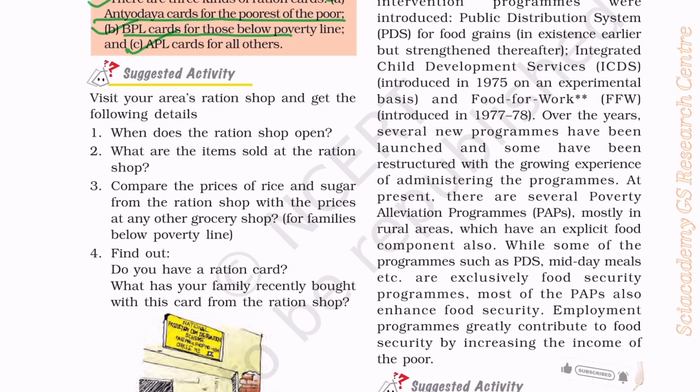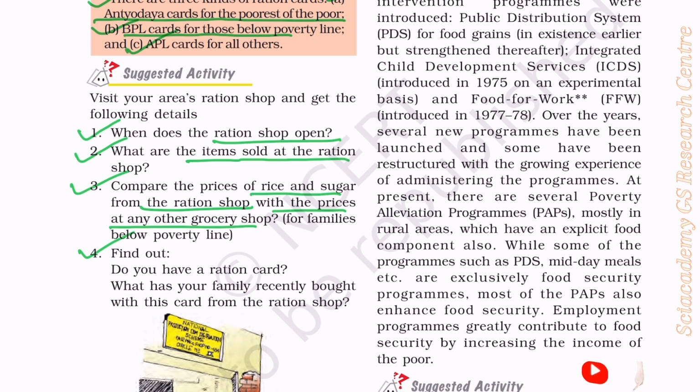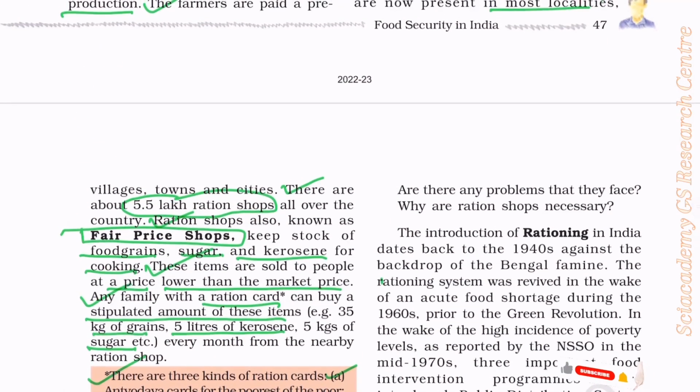Suggested activity: visit your area's ration shop and get the following details. 1. When does the ration shop open? 2. What are the items sold at the ration shop? 3. Compare the prices of rice and sugar from the ration shop with the prices at any other grocery shop for families below poverty line. 4. Find out, do you have a ration card? What has your family recently bought with this card from the ration shop? Are there any problems that they face?